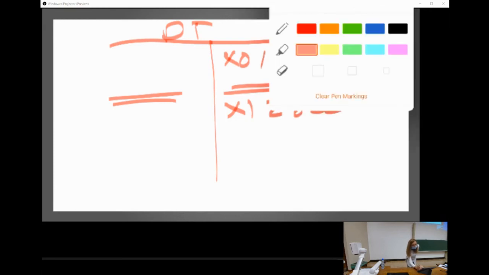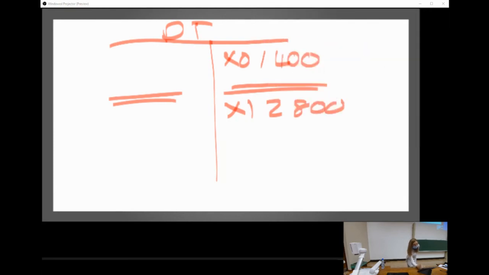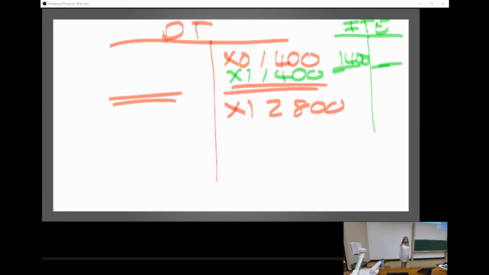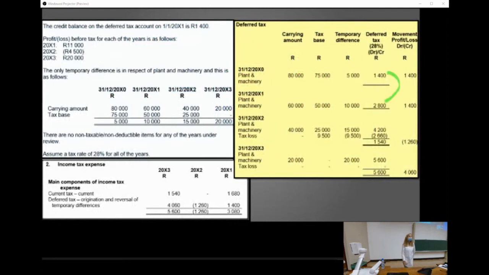So therefore, we are going to have to do a journal in X1 of 1,400, and the other leg of that journal goes to my income tax expense. So it's a credit in deferred tax and it's a debit in income tax expense for the X1 year. Good. Now, the movement from the 1,400 to the 2,800.